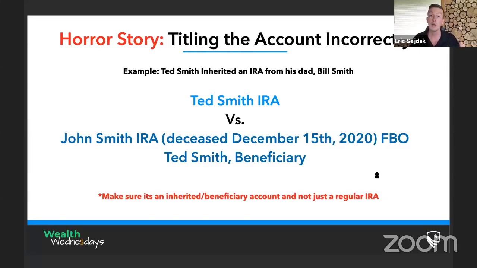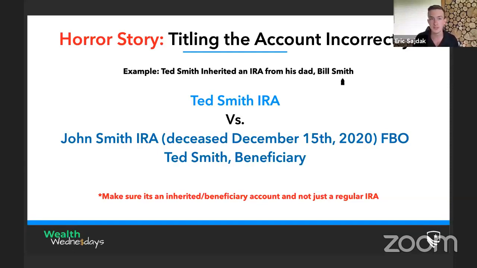Always make sure when you inherit an account, let's just go through this example. Ted Smith inherited an IRA from his dad, Bill Smith. Bill Smith likely has a different advisor. Let's say he's working with Edward Jones and Ted Smith has his money custodied at Charles Schwab. Ted will likely take his inherited IRA and transfer it to where his other money is held. Well, it's very important that you title the account correctly when it comes to wherever it's currently being held.